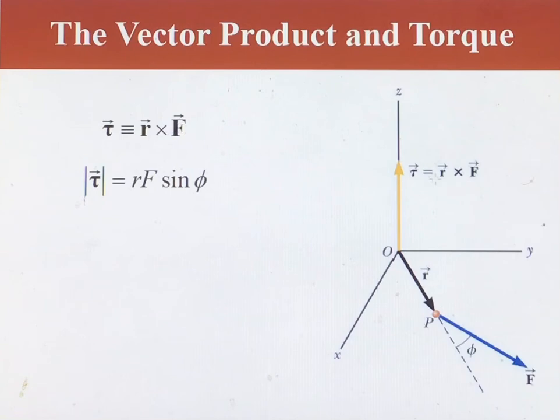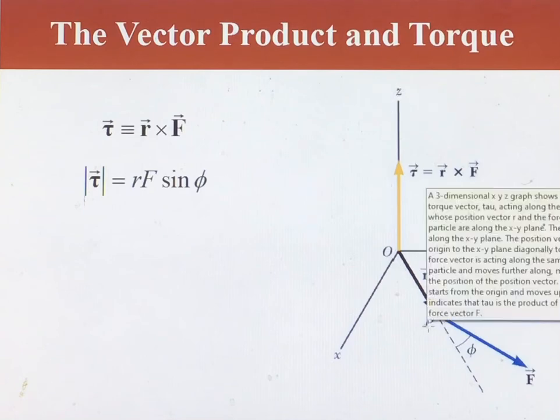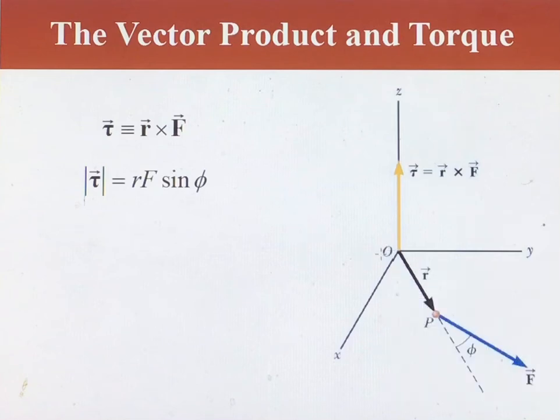So if you look at this picture right here, suppose that this is my x-axis and this is my y-axis and this is my z-axis right here. Now if I have a point P such that the position vector from the point O to the point P is r, and suppose that we apply a force such that the force makes an angle phi with respect to my displacement vector, then I can calculate the torque using this cross product right here. So the cross product of two vectors gives me a vector.